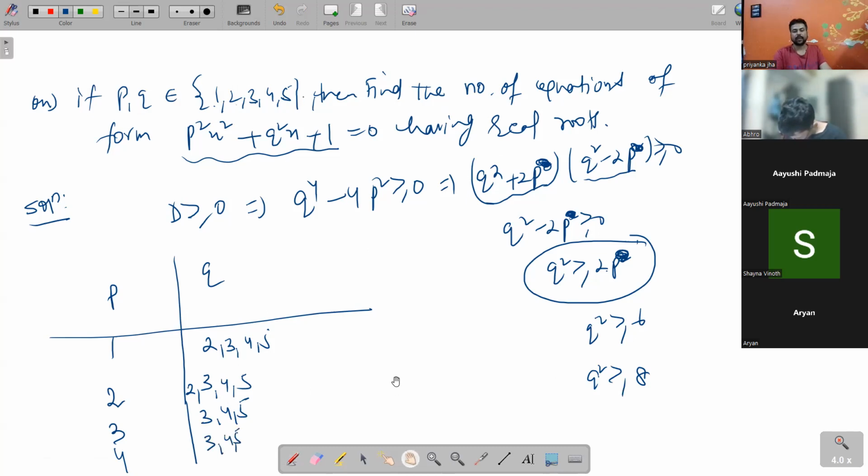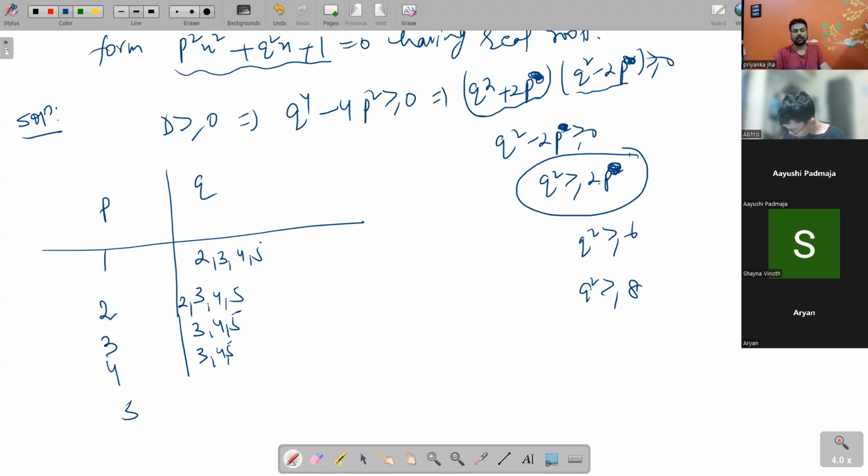Now if you take P equal to 5, in this case Q square is greater than or equal to 10. So you cannot take 3, you can take 4 and 5 only. So for one value of P, we can take 4 different values of Q. So we can form 4 different equations, right? One value of P, four different values of Q.